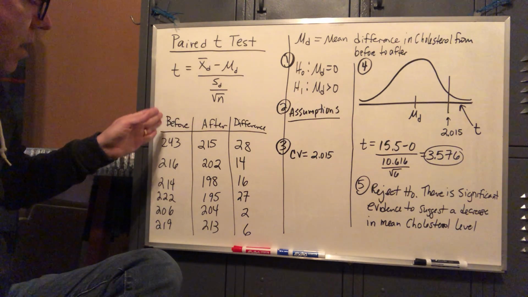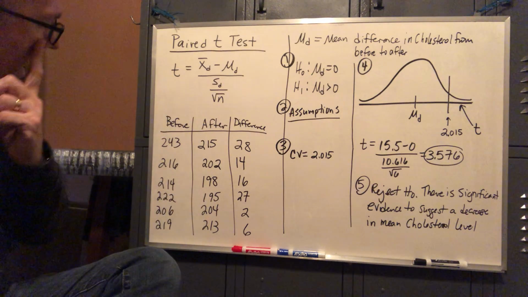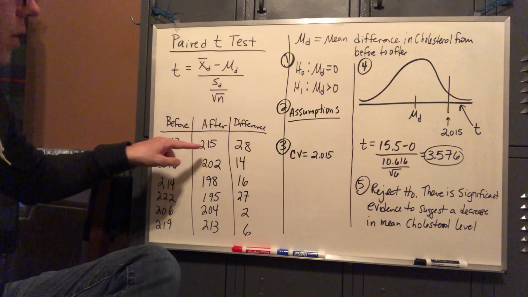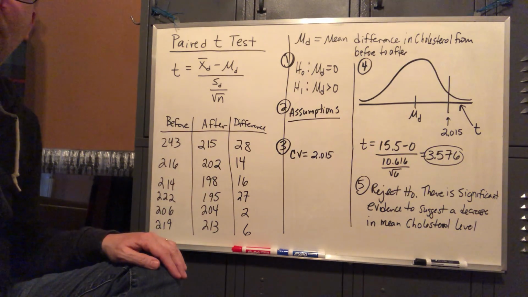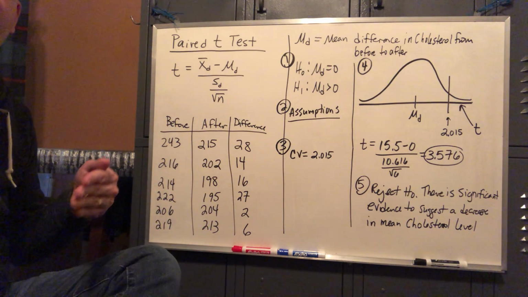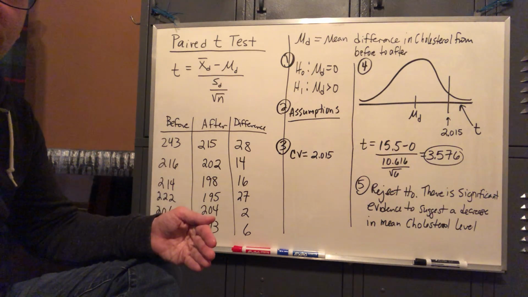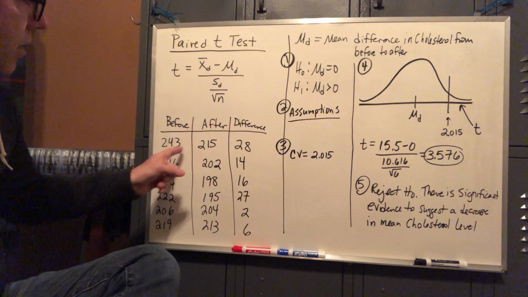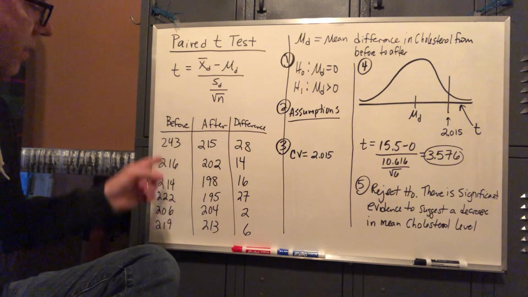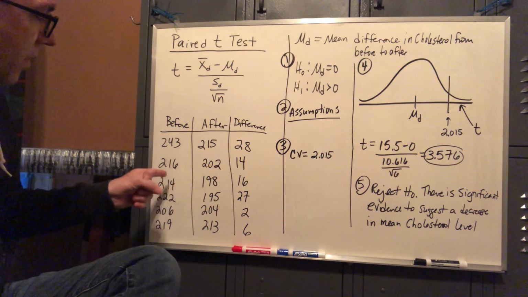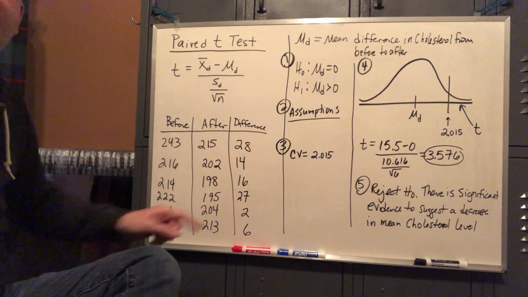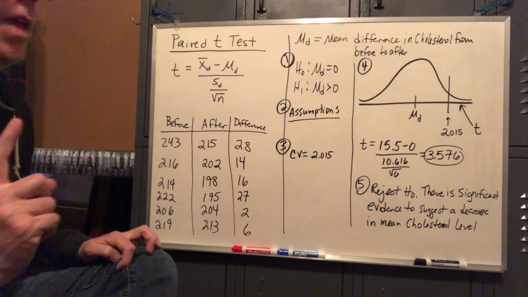So we've got two groups. We had a before and we had an after. And when I subtract before minus after, like the first one, 243 minus 215 equals 28. Notice that difference is positive, right? So when I'm getting a positive difference, that actually means a decrease. This decreased and the answer came out positive. In fact, they all came out positive, all right? So keep that in mind.